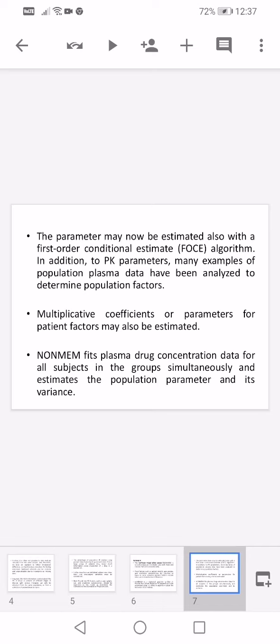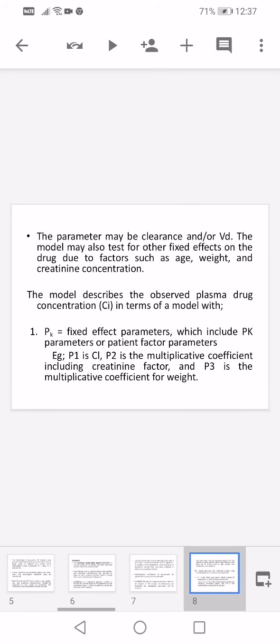Ultimately, it is taking into consideration all the standard factors and random factors, and with the help of the algorithms, it is going to fit whatever samples you have collected from the group of population and also from single patients. So it is going to fit all the data in that algorithm. By using that, we can easily estimate how much dose is required for a particular patient, or in designing a particular dose for a particular patient. The parameters may be clearance and VD. The model may also test for other fixed effects on the drug due to factors such as age, weight, and creatinine concentration.